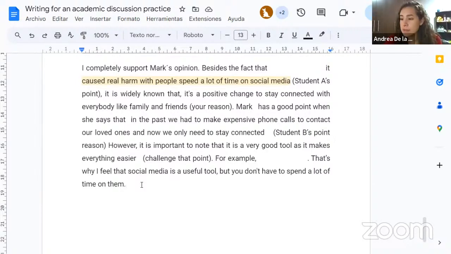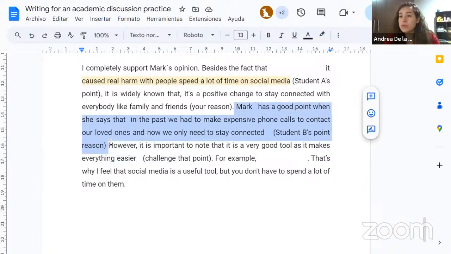That's the only thing I would say. But everything else is fine. Just make sure that you remember student A is the one you agree with, student B the one you don't agree with. And you have to summarize the reasons. In this second part, what you have to do is summarize the other student's reason, the one that you don't agree with, and then contrast that, challenge that point.